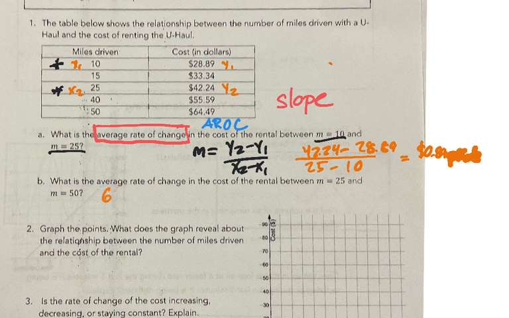So hopefully you wrote it out. 64.49 minus 42.24 over 50 minus 25, which equaled... Oh my goodness.